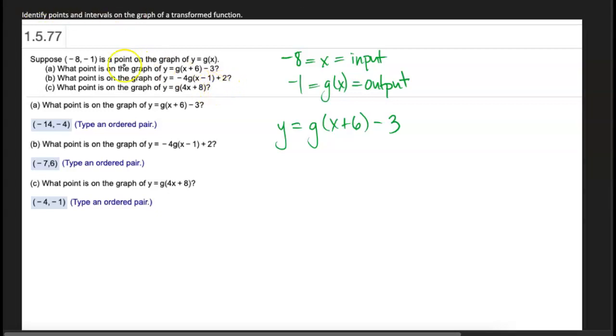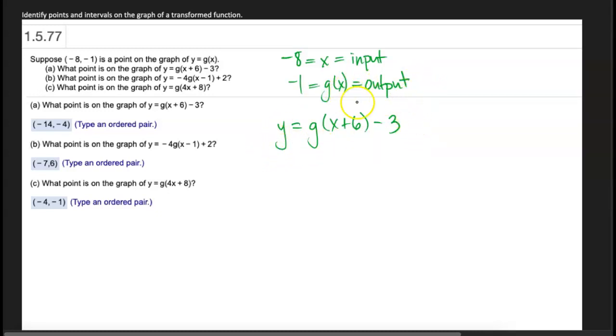This problem is asking us to take a point on a graph of, let's say, a parent function, y equals g of x, and transform it based on these different transform equations, a, b, and c. I just want you to recall that where I see -8 in the original point on the original graph, I want to think of that as, of course, x, as well as the input. And where I see -1 on that original point, I want to think of it as y, or g of x, and as well the output.